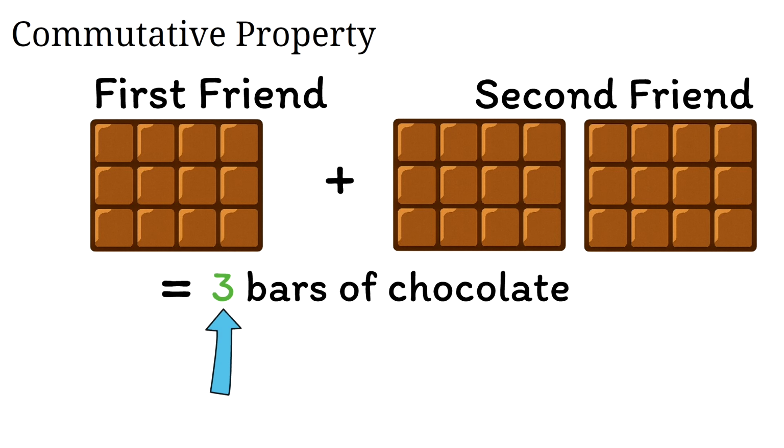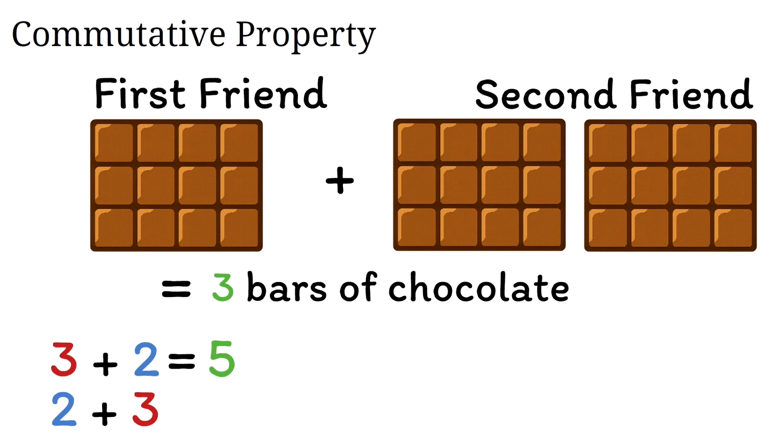Now let's apply this with numbers. Let's say we had 3 plus 2. If we add these numbers, we will get 5. Now let's swap the position of the numbers. So this time we have 2 plus 3. If we add the 2 to the 3, we will still get 5. This is because with the commutative property, changing the order of the numbers doesn't affect the result. You'll always get the same answer.